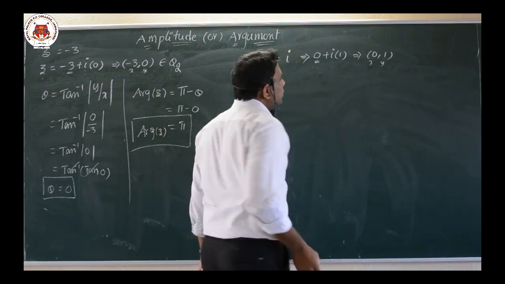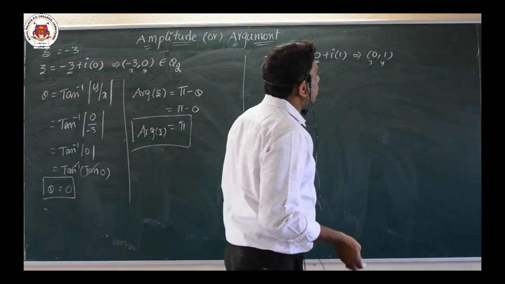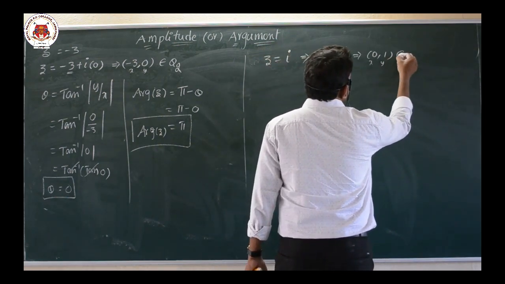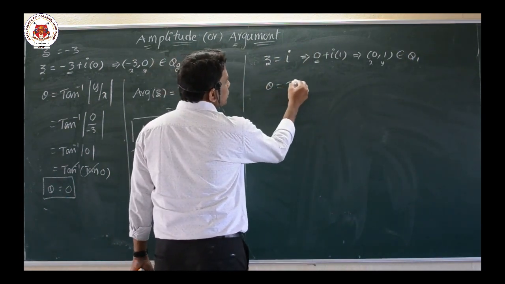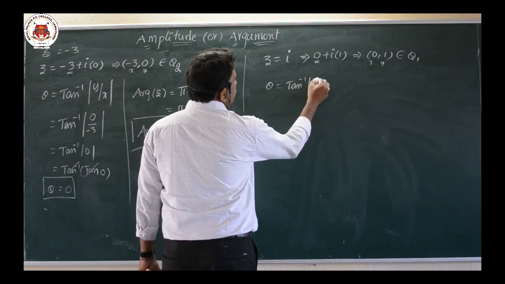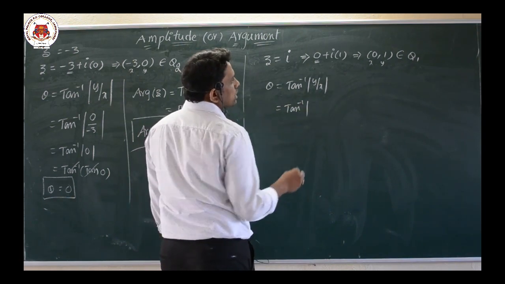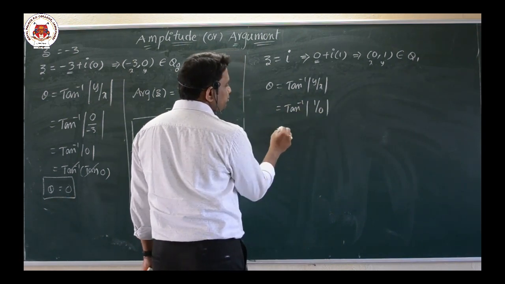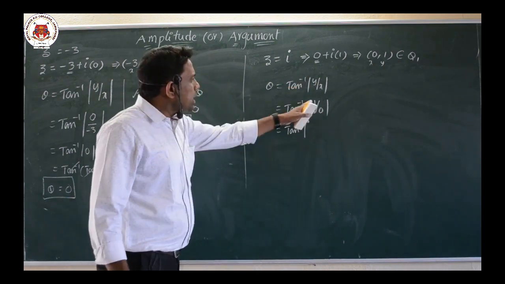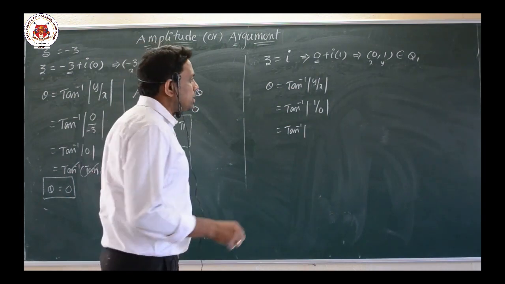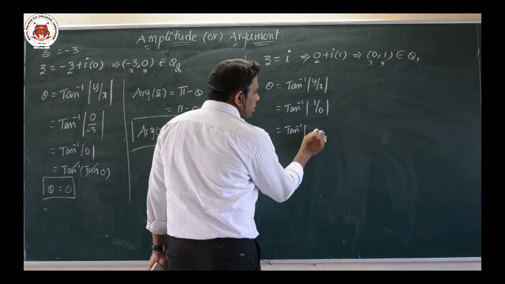Now, again you will get a doubt. Sir, y is positive, and x also positive? Yes, because 0 is a non-negative number. Both are positive, so definitely it belongs to the first quadrant. Then theta equals the formula tan inverse mod of y by x. The y value is 1 and the x value is 0. We know that any number by 0 is not defined, which is nothing but infinity.